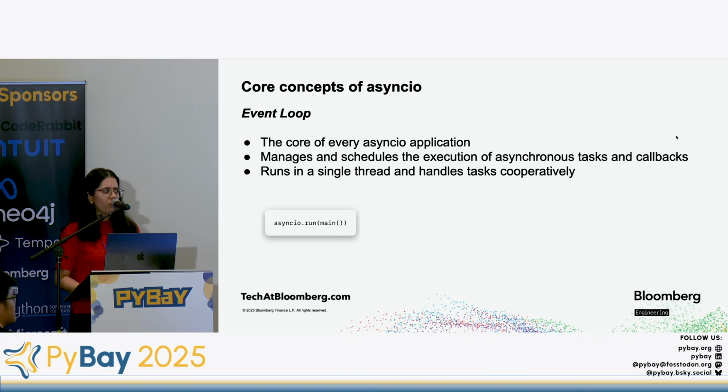Now, starting with the core concepts of async I/O, first we have the event loop. That's the core of every async I/O application. And in Python, you can start an event loop using asyncio.run. This event loop manages and schedules the execution of asynchronous tasks and callbacks. And it runs in a single thread and handles tasks cooperatively.